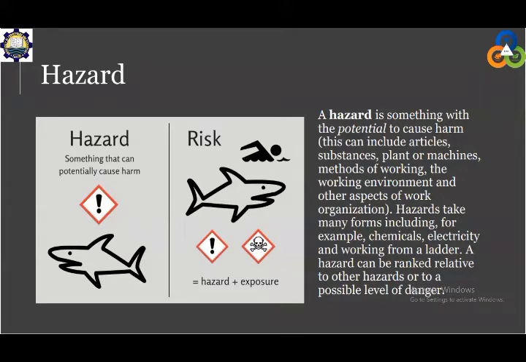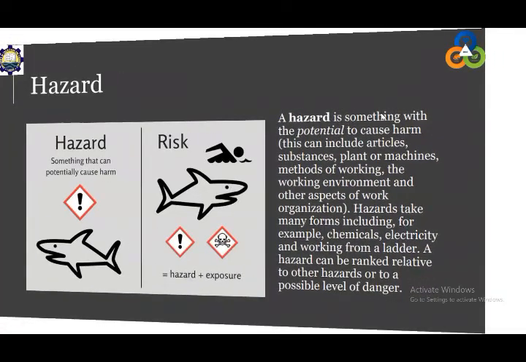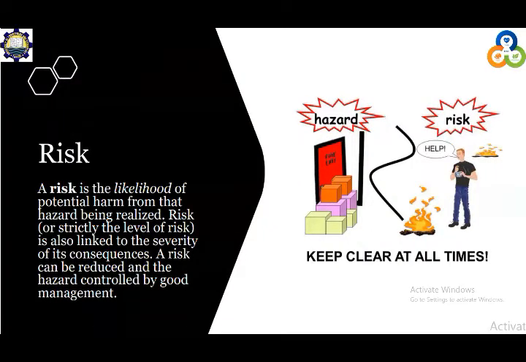Normally, a hazard is something that can potentially cause harm, and risk is the combination of hazard and exposure. Risk is the likelihood of potential harm from the hazard being realized. The level of risk is also linked to the severity of the consequences. In this figure, you can easily observe the hazards and risks.